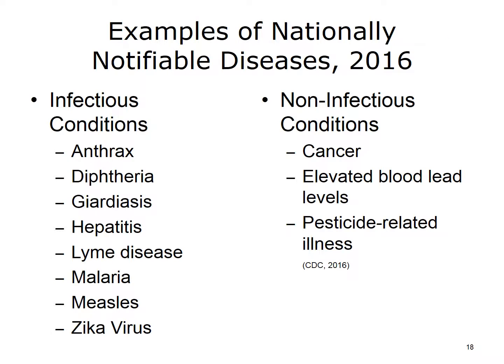Some examples of nationally notifiable diseases are listed on this slide and include anthrax, hepatitis, Zika virus, cancer, and pesticide-related illnesses. Note that these are only a handful of the total infectious and non-infectious conditions which are NNDs.